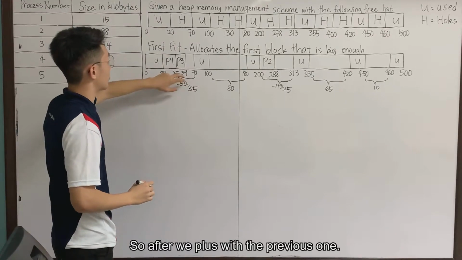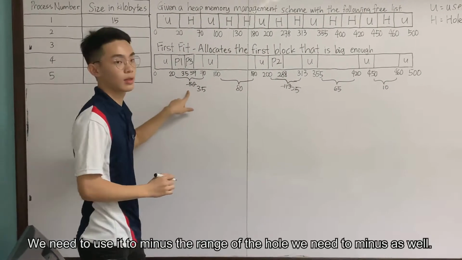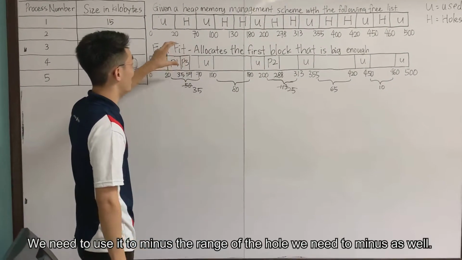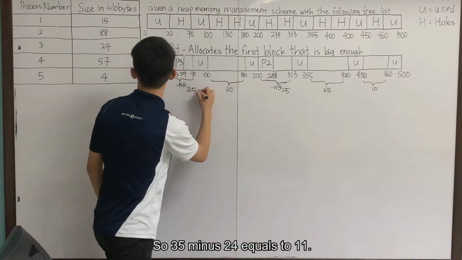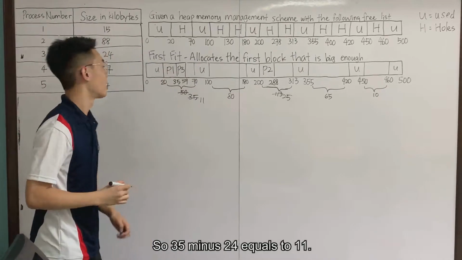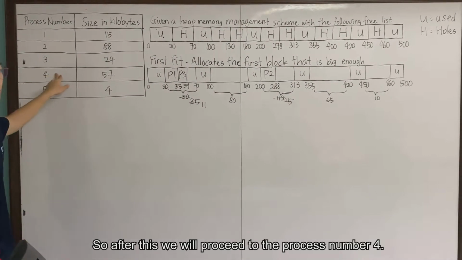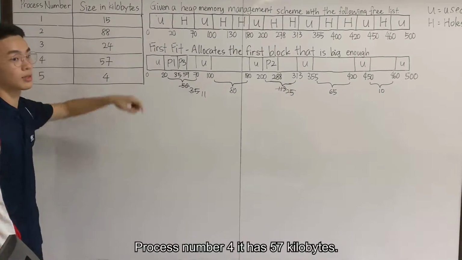So after we pass with the previous one, we need to use it to minus the range of the hole. We will need to minus as well. So 35 minus 24 equals 11. So after this, we will proceed to process number 4. Process number 4 has 57 kilobytes.